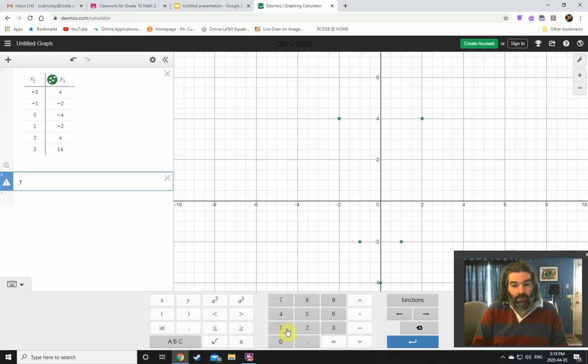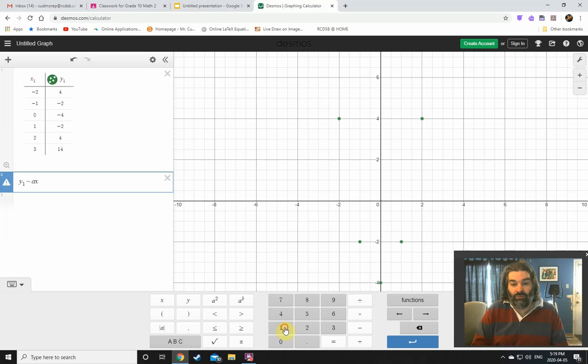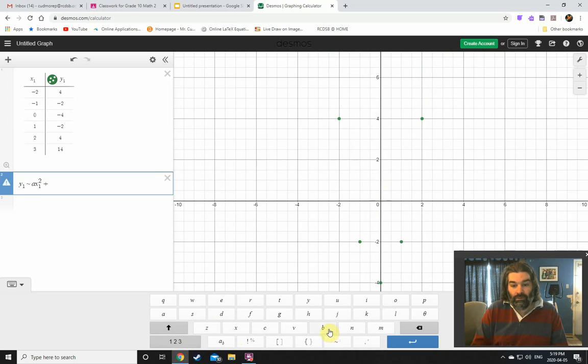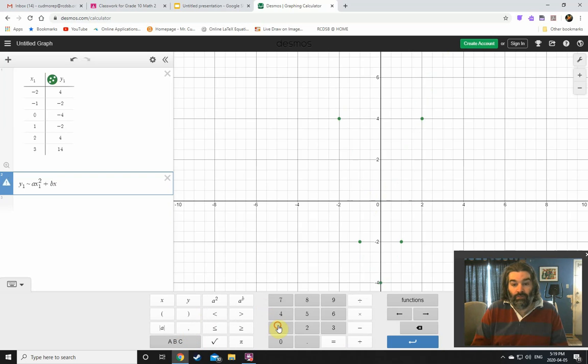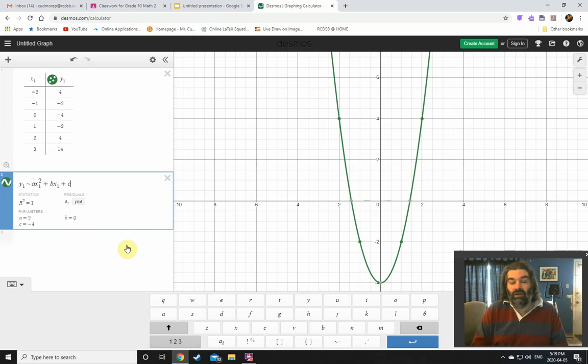y1. I'm sorry, you have to use the 1. For x and y, you have to put a 1, otherwise it gets cranky. Don't put equals. Put this squiggle, because that tells it we're going to try and figure out what it is. So y1, then we're going to put standard form for a quadratic, which is ax1 squared plus bx1 plus c. And now that gives us our equation.